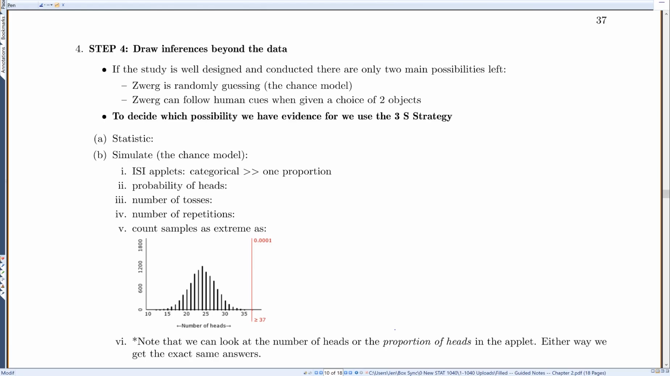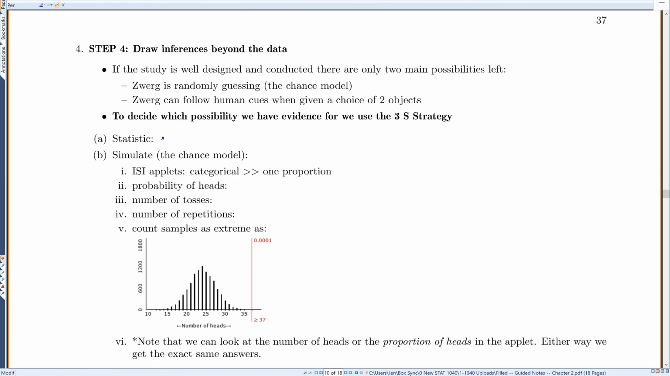Step 4 is we draw inferences beyond the data. So if the study is well designed and conducted, there are only 2 main possibilities left. Either Zwerg is randomly guessing, that's the chance model, or Zwerg can follow human cues when given a choice of 2 objects. So to decide which possibility we have evidence for, we use the 3S strategy.